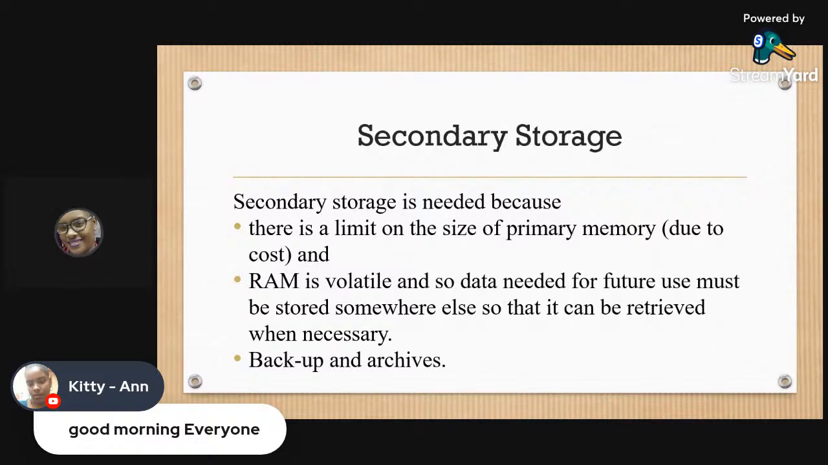So here it is saying secondary storage is needed because it provides a more permanent method of storing, right? It is not volatile like RAM, and you can use it as a means of backing up data and archives. Those are some of the main reasons why persons would venture into secondary storage other than just sticking to primary storage.